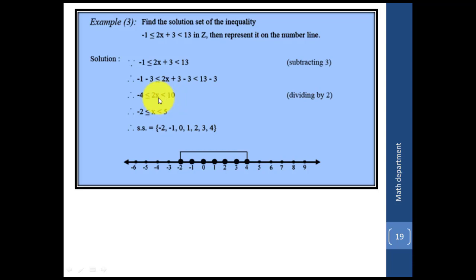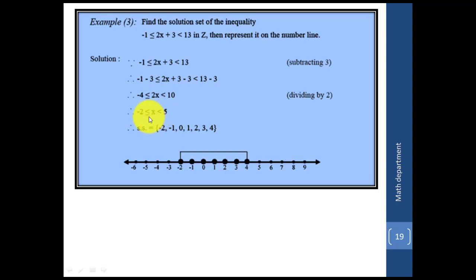Now I want the value of x. With x we have times 2. How can we cancel times 2? I will divide by 2 here, here, and here. Negative 4 divided by 2 equals negative 2. 2 divided by 2 equals 1. 10 divided by 2 equals 5. So x is included between negative 2 and 5: x is more than or equal to negative 2 and less than 5.